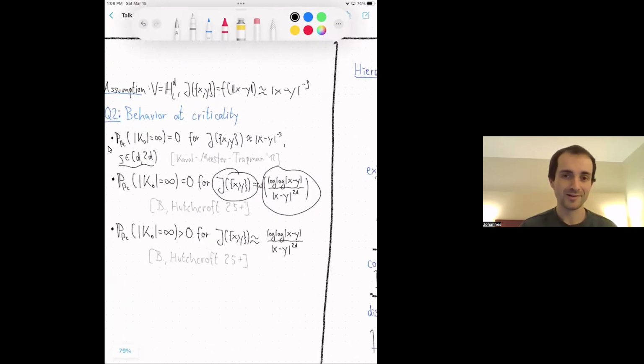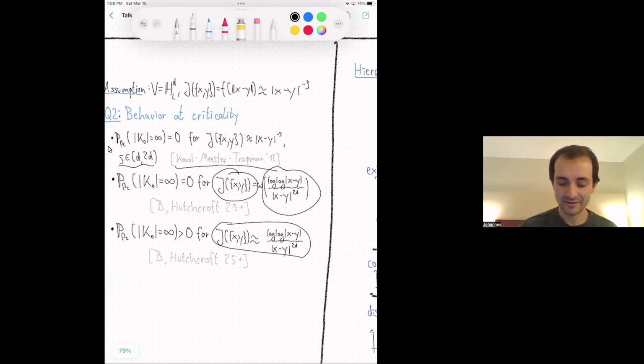The proof really used basically the exact same methods as in the paper by Kowal, Meester, and Trapman. On the other hand, we also proved there's a discontinuous phase transition if the function j has exactly the same decay as this log |x minus y| divided by |x minus y| to the power 2d.